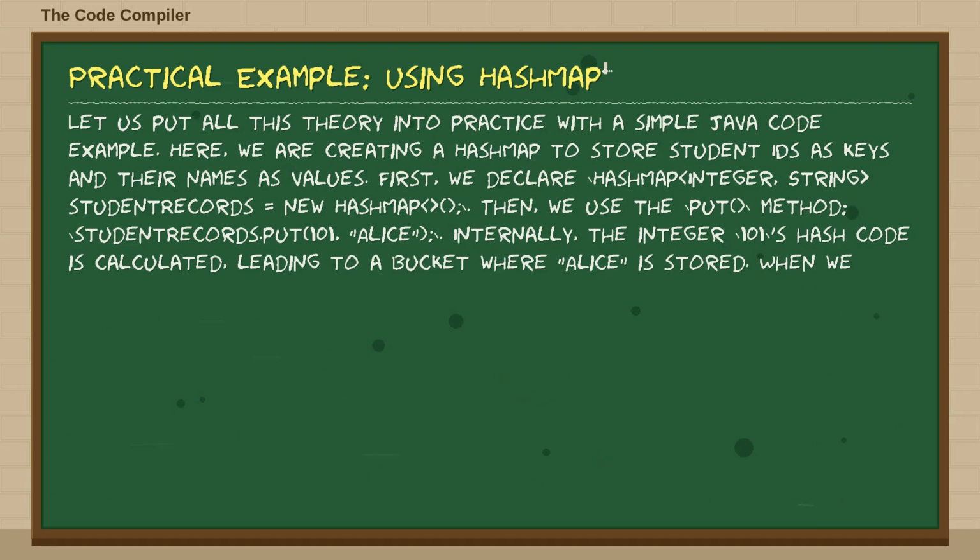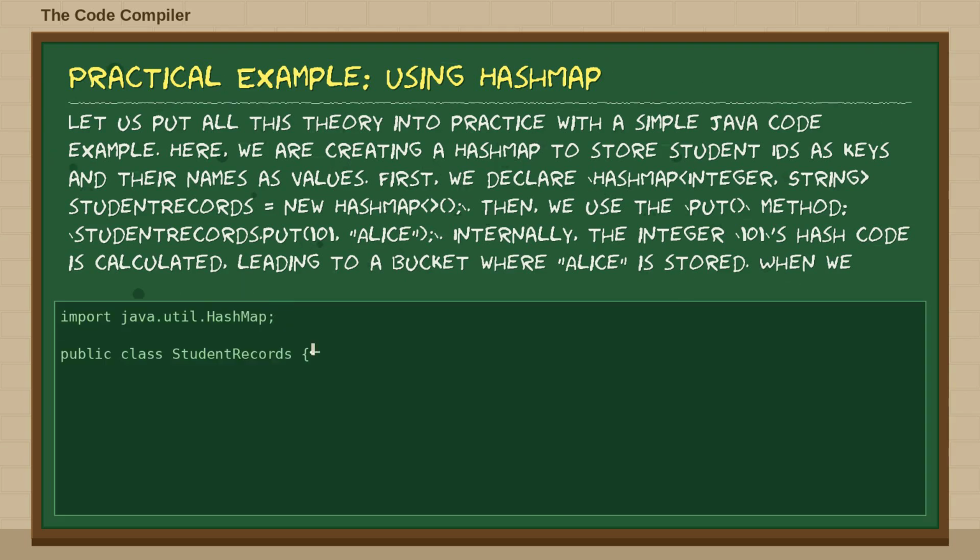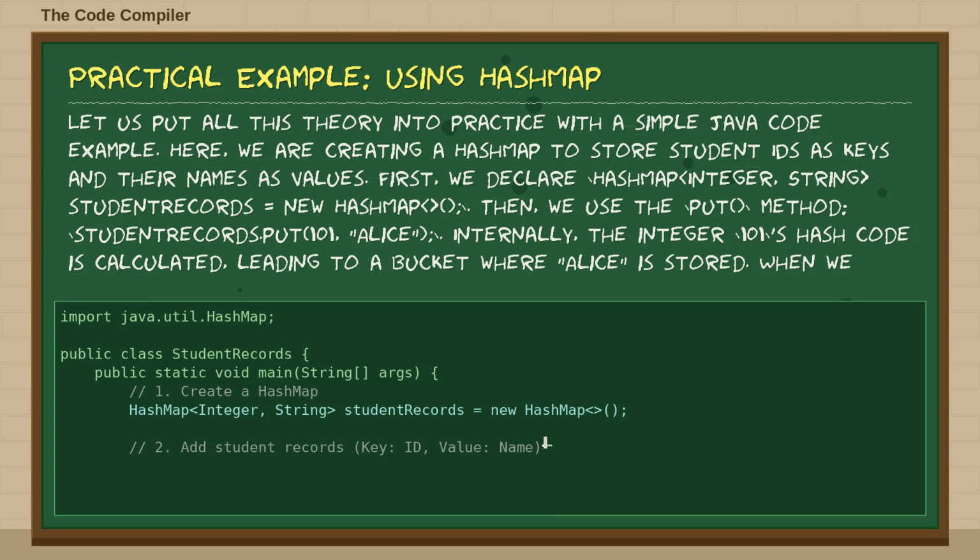When we call studentRecords.get(101), the hashcode of 101 is again calculated, leading directly to the correct bucket. If there is a linked list, it traverses it, using equals to confirm 101 is indeed the key. Similarly, containsKey and remove methods also leverage this same internal hashing and bucket mechanism for their efficient operations. This example clearly shows how these internal workings translate into practical, efficient code.